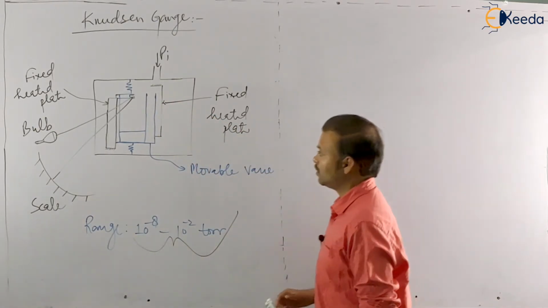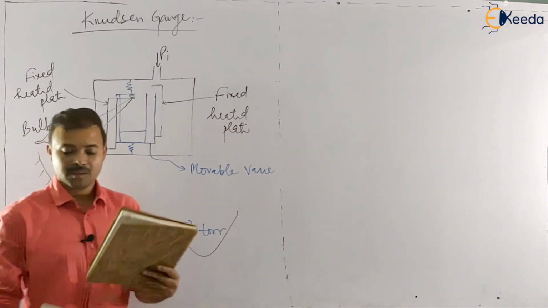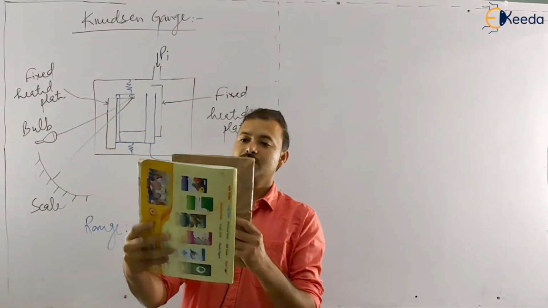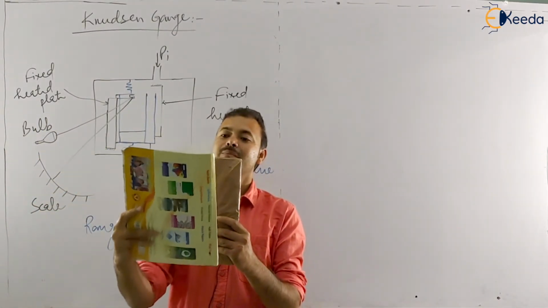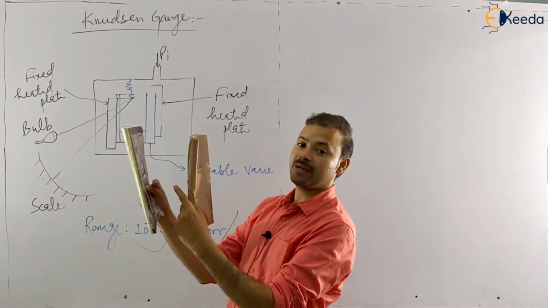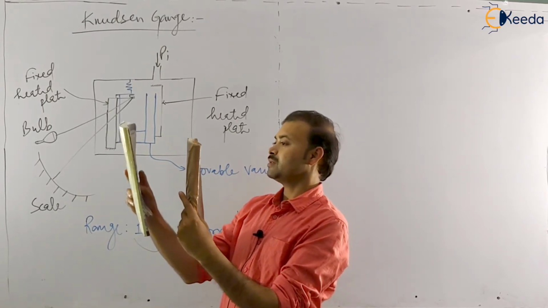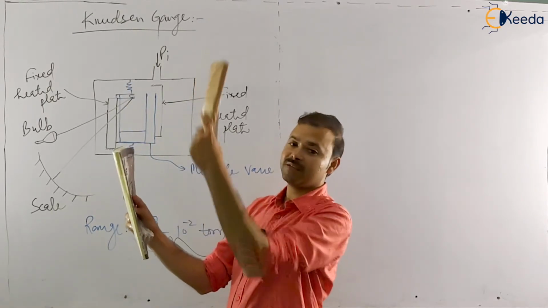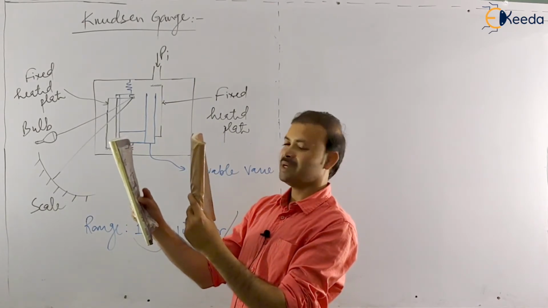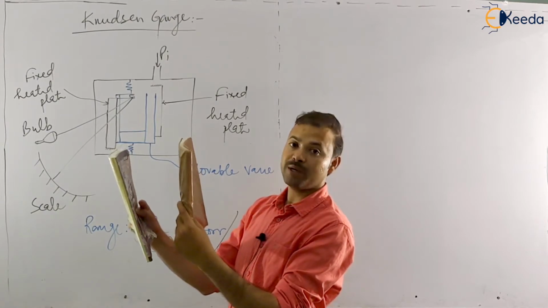Okay, let me visualize this for you. These are your two plates, and there is one plate in between. So this plate is fixed, this plate is fixed, and the plate in between is movable, correct? I hope my point is clear.